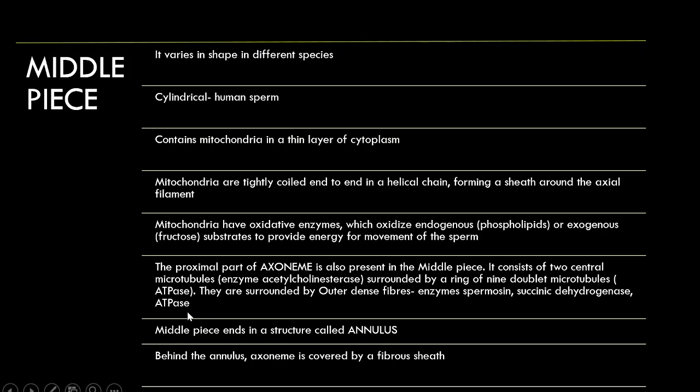Now where the middle piece ends, that structure is called the annulus. After the annulus, the tail region starts, where the axoneme is then covered by a fibrous sheath.